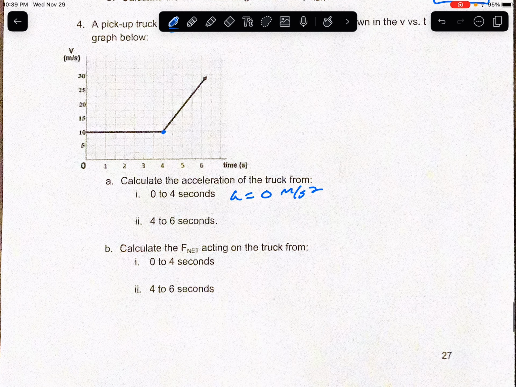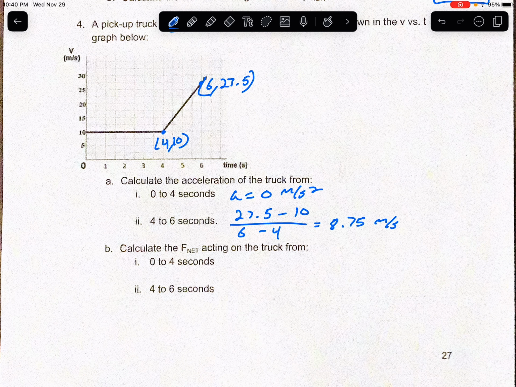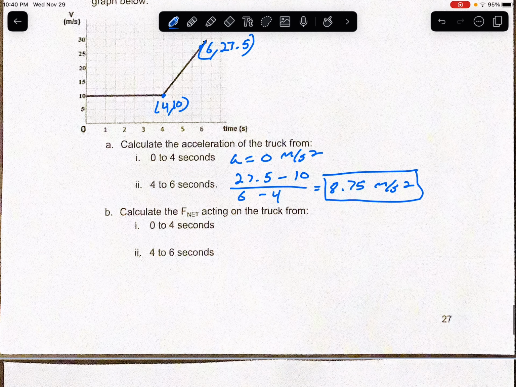4 to 6 seconds. So I'm going to use my points 4, 10, and then what I used was 6, 27.5. So I'm going to do my 27.5, y2 minus y1, so minus 10, over x2 minus x1, so 6 minus 4. And I get 8.75 meters per second squared. So again, as long as you're close, you're fine with whatever points you pick.